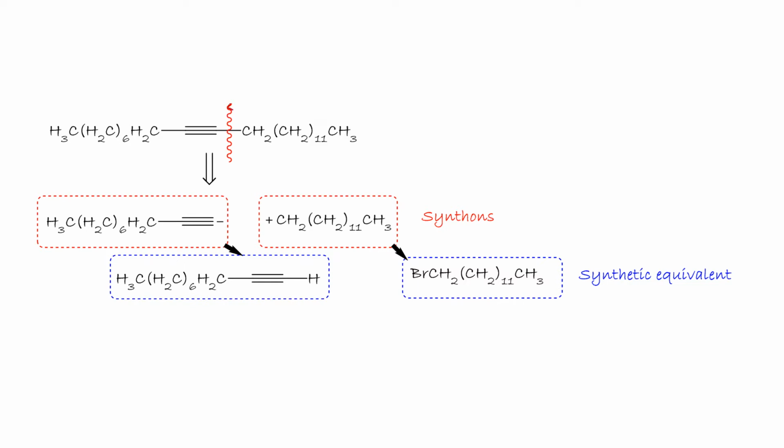As we mentioned, this is a disconnection. This is plus, this is minus. We call these synthons, and this alkyl halide will be the synthetic equivalent to the carbocation, and this terminal acetylene will be the synthetic equivalent for this anion. And we can give this a retron. We can call them retrons.